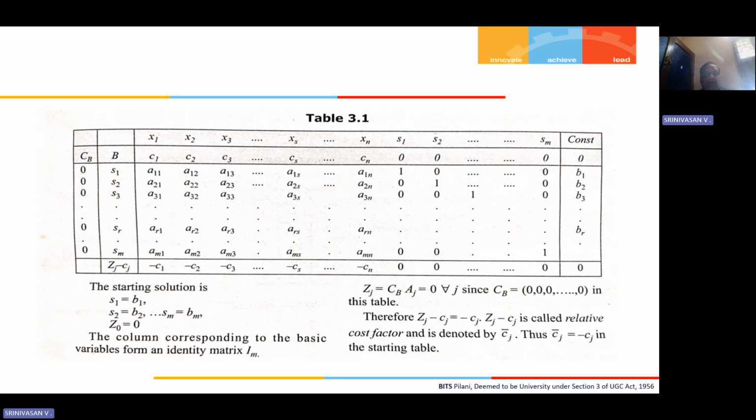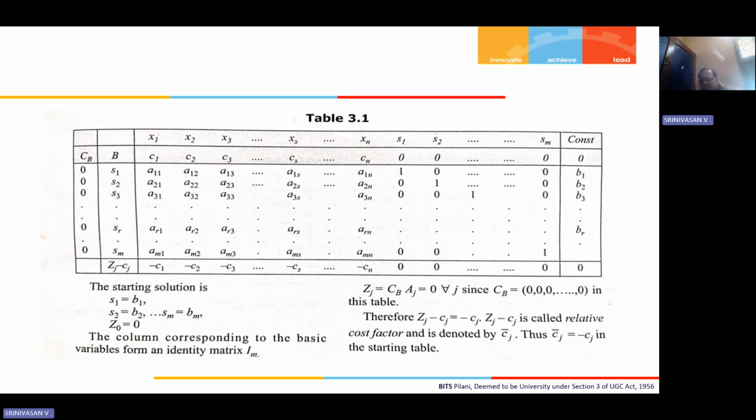And Zj is Cb into Aj. It will also be 0 for all j, since Cb has coefficients 0, 0, 0, etc. in this table. Therefore, Zj minus Cj is always the negative of the coefficients of the variables. That is, according to this table, minus Cj in general for all j. And this Zj minus Cj is called the relative cost factor. So these will all be useful for answering quizzes. Zj minus Cj is called the relative cost factor and is denoted by Cj bar.